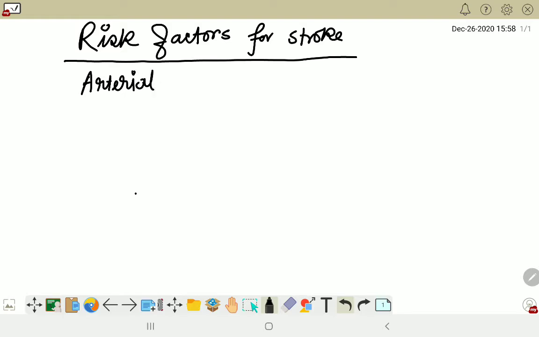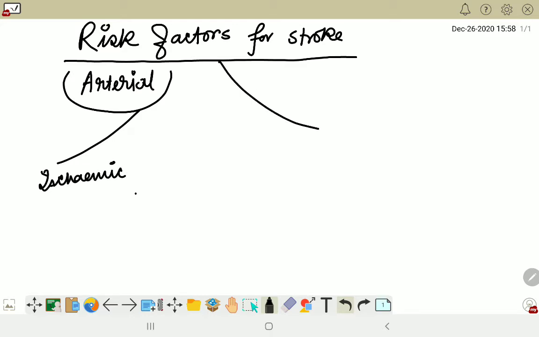For venous strokes, there are different risk factors. Mainly coagulation abnormality causes venous stroke. We are not going into that because arterial stroke is by far the most common. Now, when it comes to the risk factors for arterial stroke, it also depends on whether the stroke is ischemic or hemorrhagic in nature. And depending on the type of arterial stroke, the risk factors are different.